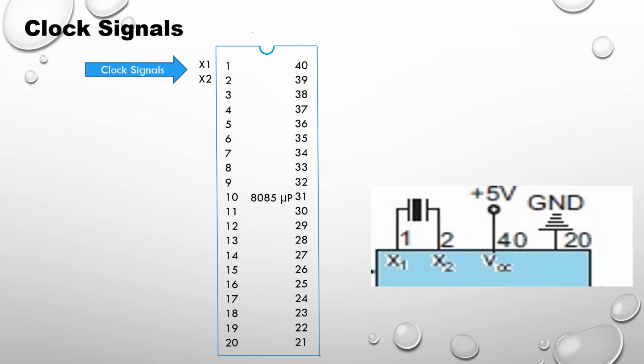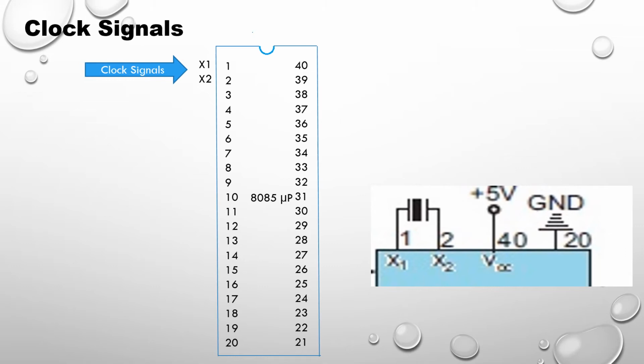A crystal is connected, and pin number 40 is plus VCC and ground is 20. This we have already discussed. So across pin number X1 and X2, we are going to connect a crystal. Why do we use a crystal? The crystal is used to provide proper frequency for the operation. The crystal is used to drive the internal circuitry.